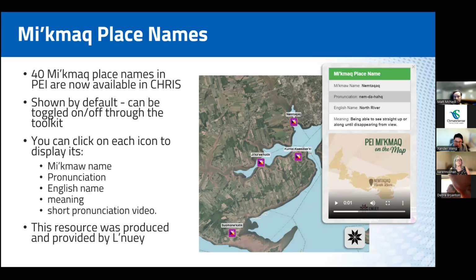And once these icons are displayed, you are able to click on each individual icon to display its Mi'kmaq name, pronunciation, English name, meaning, and we also have a short pronunciation video to tell you how to read this name. So this will automatically load when you click on each icon. And we really appreciate the work done by Unui to get it done, and I think this is really helpful, even for myself, to learn how to read each name. Yeah, next please.